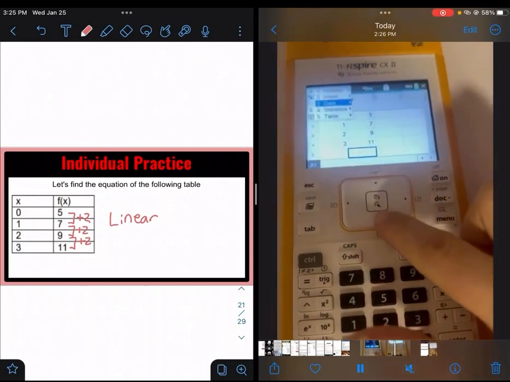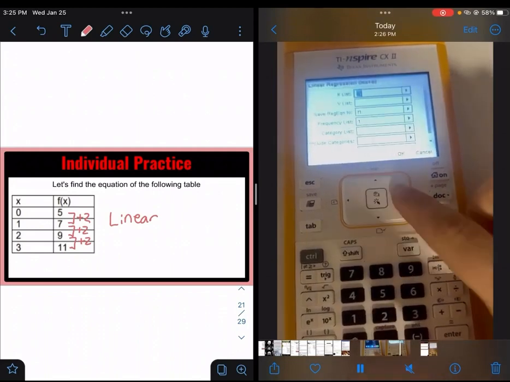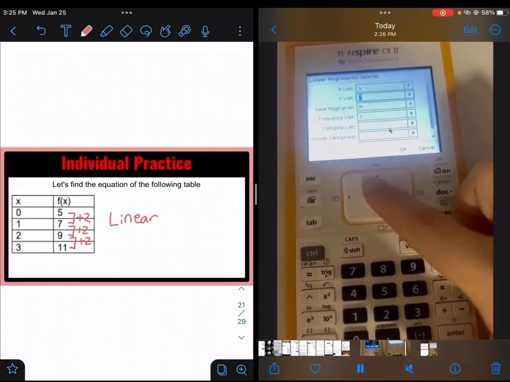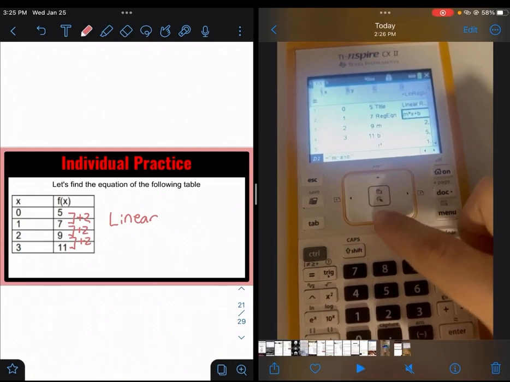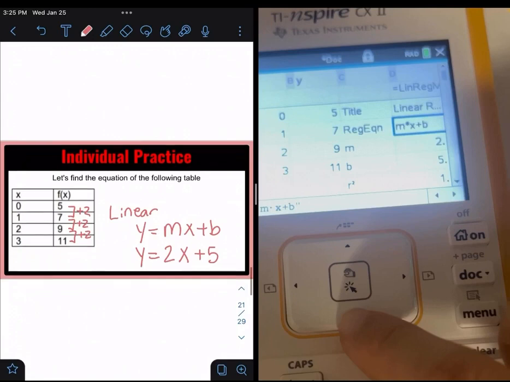Then we click menu, statistics, stat calc, and we go to linear regression because we found that it was linear, since we're adding by the same number. Make X list and Y list say X and Y, then click OK. And right there, it tells me my linear regression equation is y equals mx plus b, which we should already know. My m is 2, so 2x, and my b is 5, plus 5. That makes sense because your b is whatever number you start at, 0 is starting at 5, and our m is our slope, which is how much we're going up by, and in this equation, we are going up by 2.